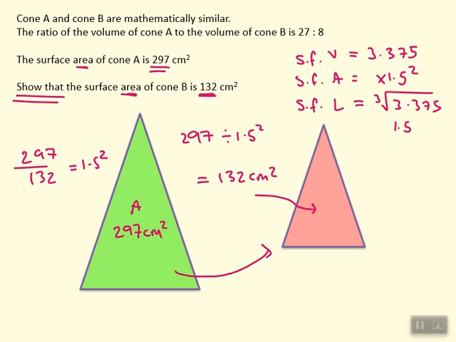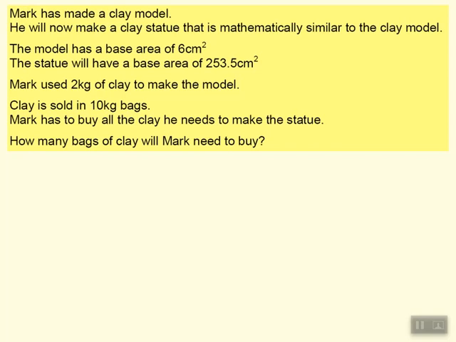Now, the last question. This is the toughest one of all. Let me read it to you first and try to underline some key things. So a person is going to make a clay model. Mark has a clay model. He will now make a clay statue, which is mathematically similar to the model. So let's say this is the little clay model, and then he's going to make a giant statue from it. So this is the smaller one, this is the bigger one, and they are similar, so there's that key word.